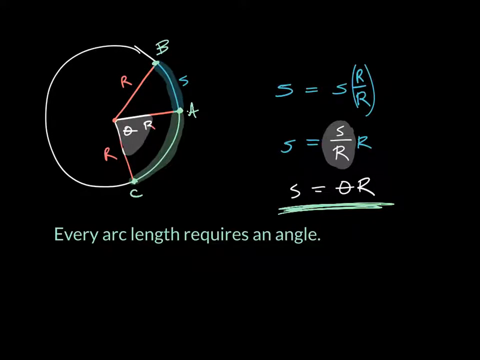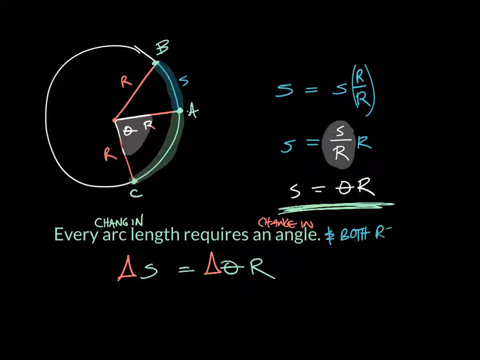Every arc length, or I should say every change in arc length, requires an angle. So if I have S equals theta r, every change in arc length would require a change in angle. But as we just said, both require a change in time.